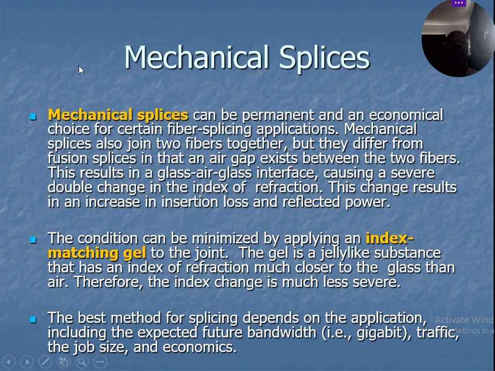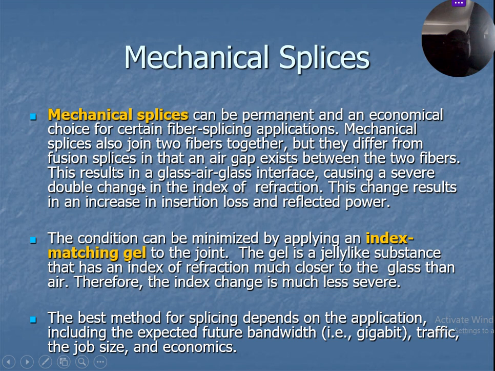So we have the refractive index of the glass interface to air, the refractive index of air, and then again back to another glass. So there is a glass-air-glass interface whenever we do the mechanical splicing methodology. Is that okay? Are you with me? Okay, good. Now let's move on since you're all with me.